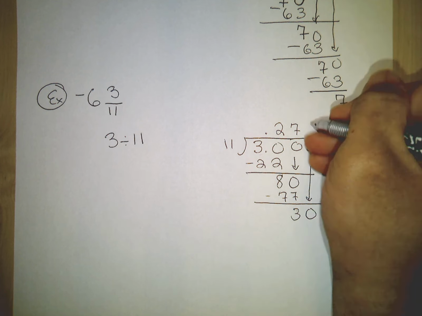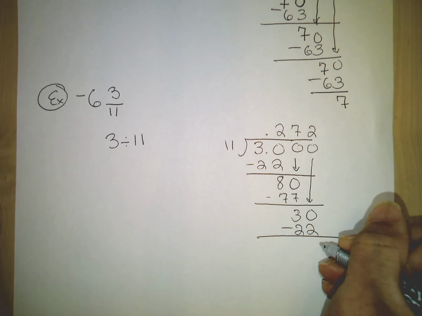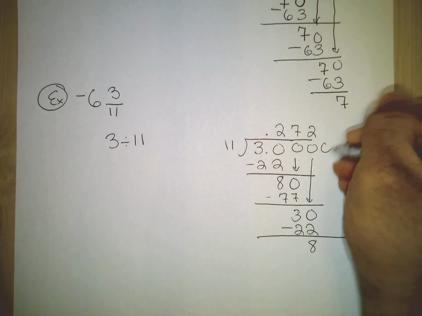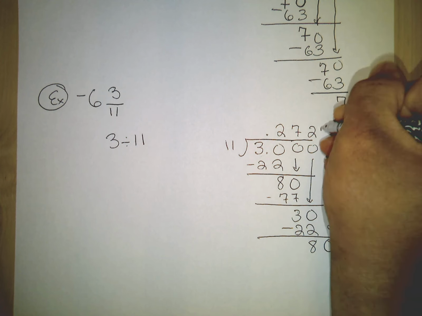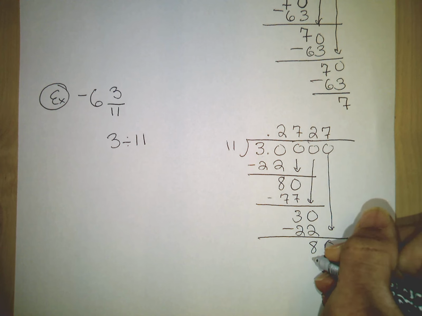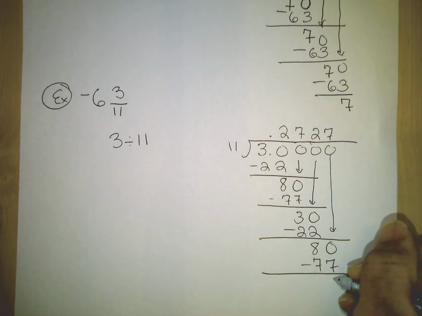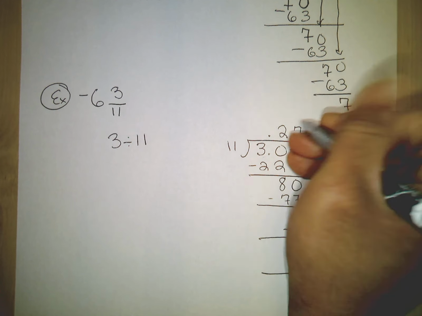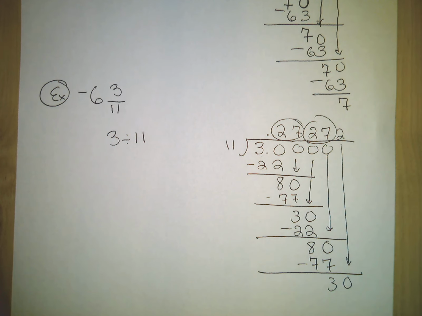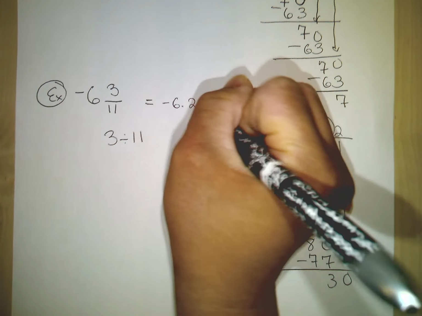11 goes into 30 2 times. 2 times 11 is 22. 30 minus 22 is 8. Then we bring down another 0. 11 goes into 80 7 times. 7 times 11 is 77. 80 minus 77 is 3. And then we bring down the 0, and this keeps on going. And the 27 will keep on repeating forever. So this is negative 6.27 repeating.